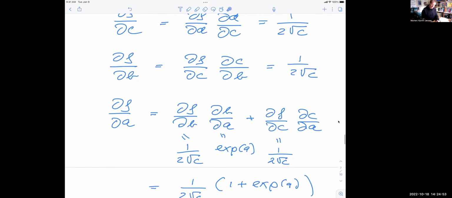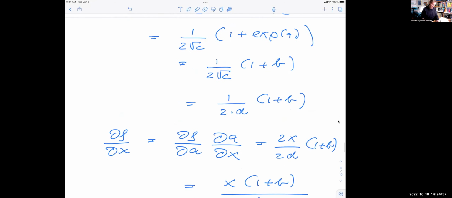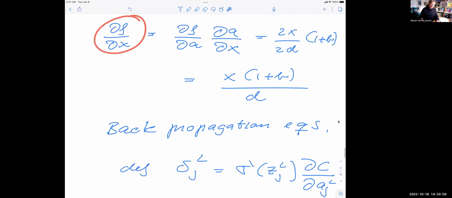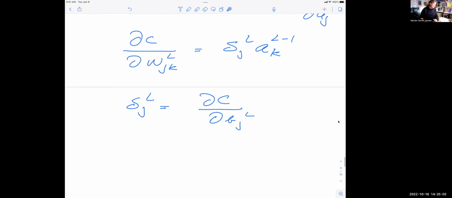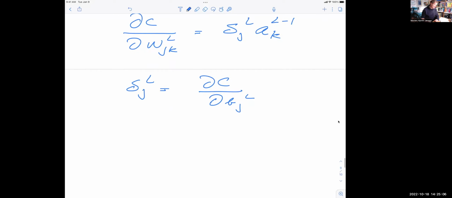And finally we get it with respect to a, and that means that we propagate it through the whole network till we calculate this one. And this is essentially what we end up doing when we deal with neural networks. And the only quantity which we needed in addition then was the delta J at the layer L.